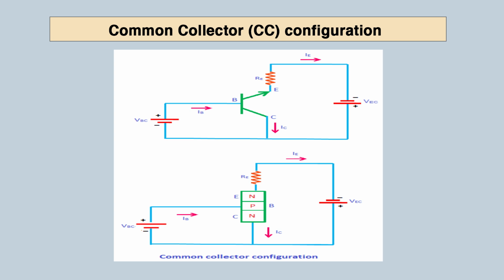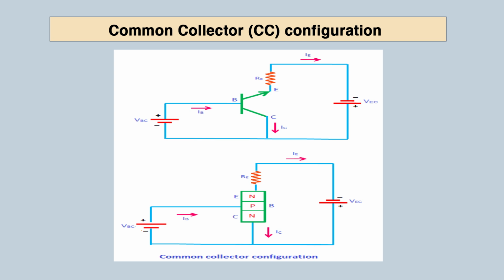It means that the emitter terminal and the common collector terminal are known as the output terminal, whereas the base terminal and the common collector terminal are known as the input terminal. It is as shown in the figure. Supply voltage between the collector and the base is denoted by VBC, while the supply voltage between the collector and emitter is represented as VEC.